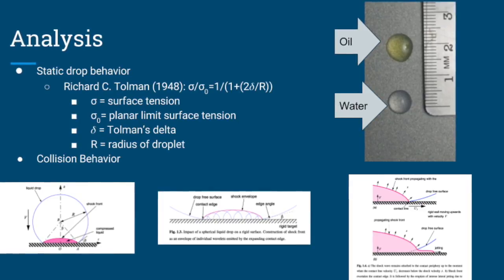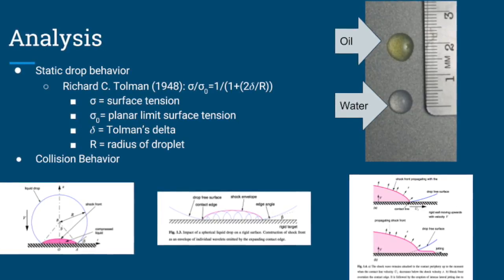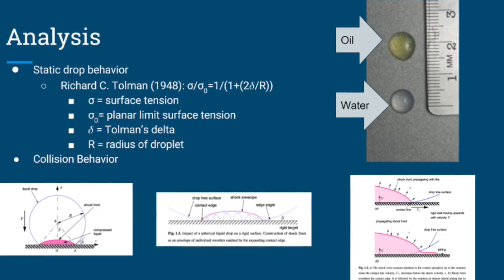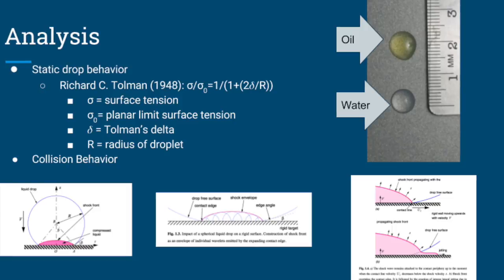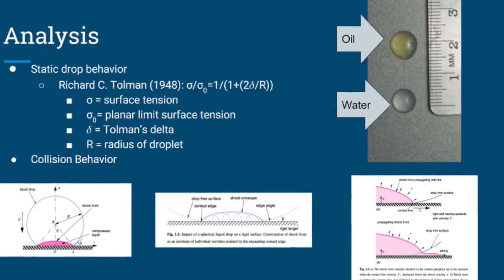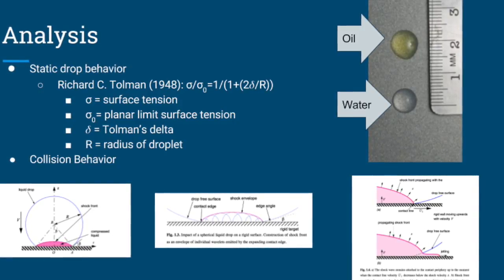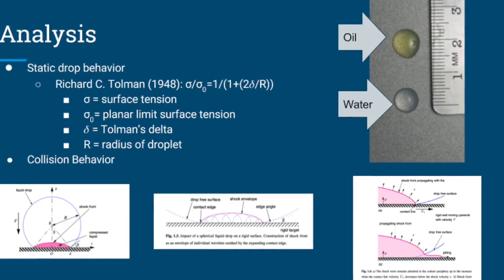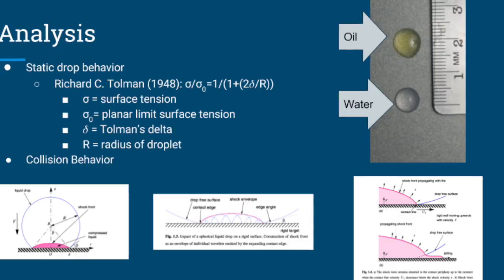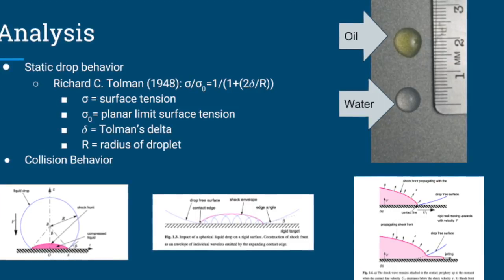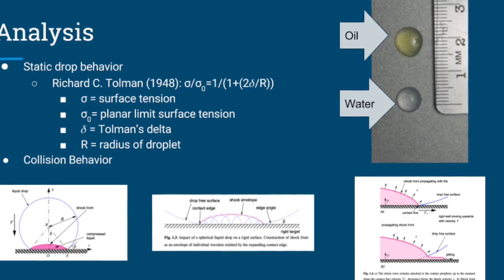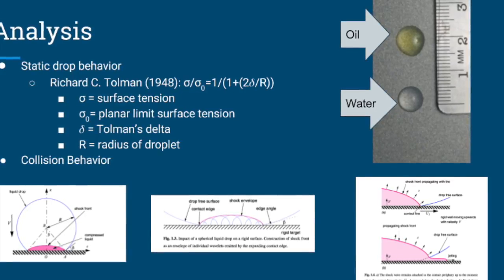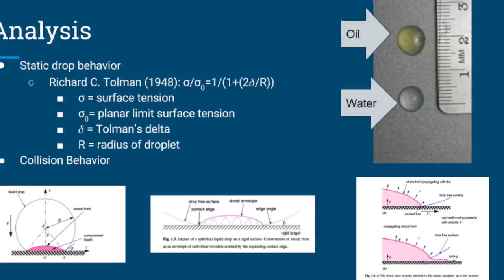The static behavior of the droplet on a surface is primarily categorized by its radius. An equation established by Richard Tolman in 1948 says that a droplet's radius is related to the surface tension of the substance comprising the drop, and a value known as Tolman's delta, which is a function of the intermolecular forces within the substance comprising the drop, where stronger IMF results in a smaller Tolman's delta value.